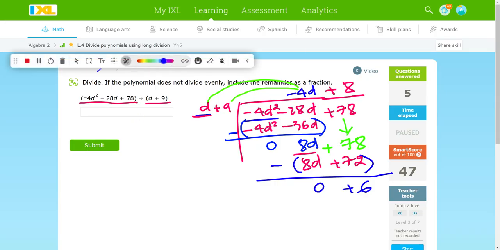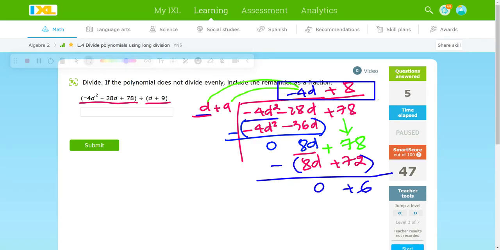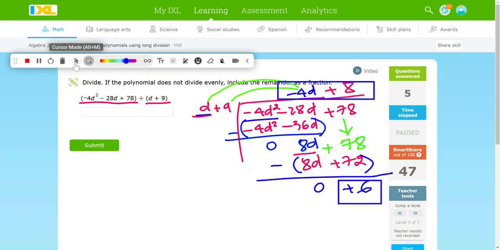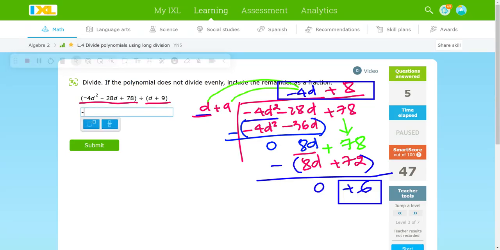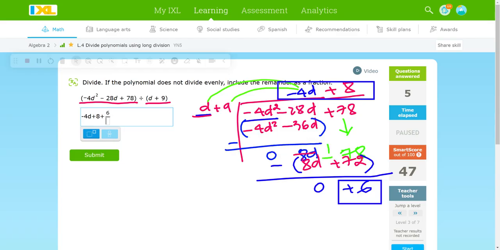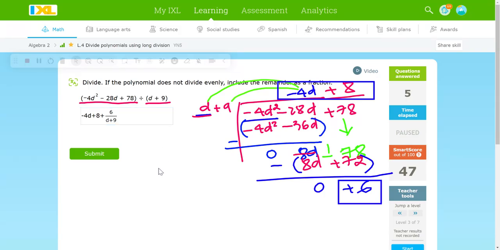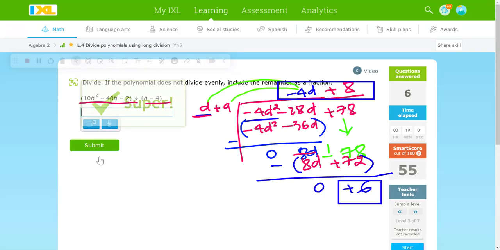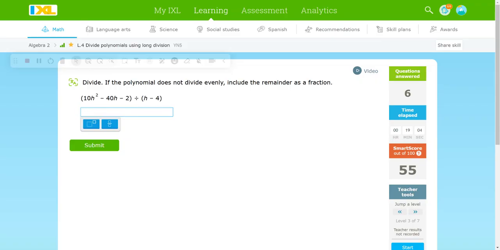Here's your answer. Your answer is right here. Negative 4d plus 8, and then number 6 is the remainder. Okay, so I put in my answer box over here, negative 4d plus 8, and then plus, you put a fraction, the remainder should be on top, and the divisor d plus 9 on the bottom. Okay. So submit, done.